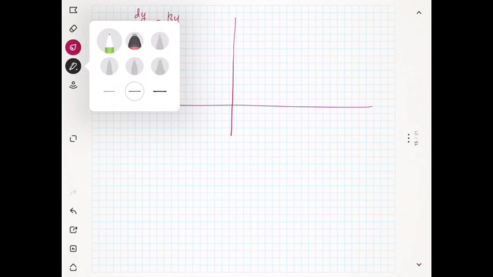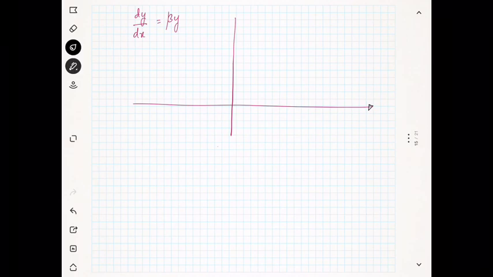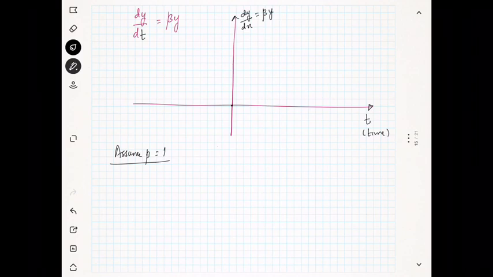Let us see what is happening here. Instead of x, actually we are using time as the axis. So this is the time axis, and this is dy by dx, which is equal to beta into y. Assume that beta is equal to 1 for the sake of convenience. Let us assume that for t equal to 0, we have this axis, the y axis.